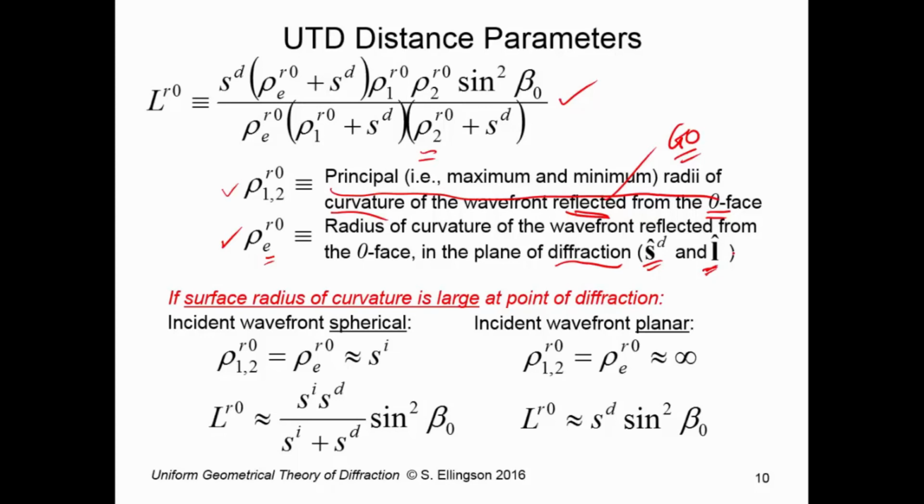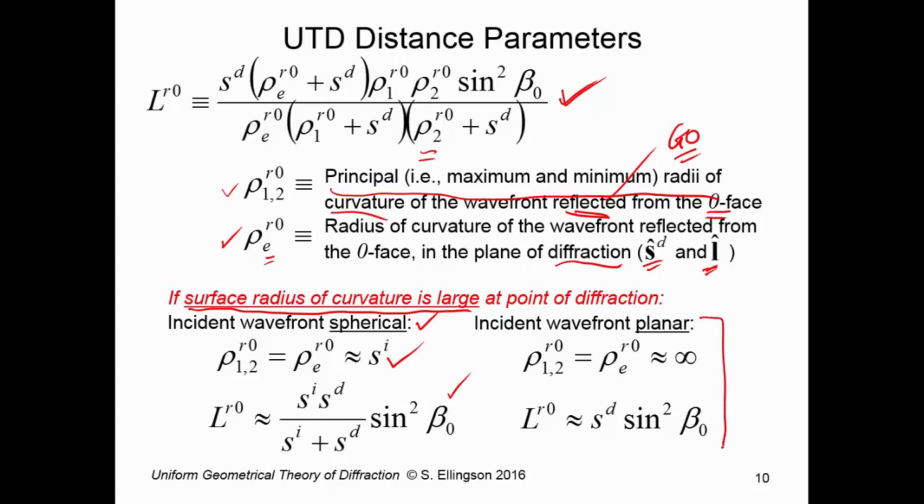Now, something useful happens here. If the surface radius of curvature is large at the point of diffraction, and you have an incident wavefront which is spherical, then you can see right away that the 3 radii of curvature that go up here are all equal to S super I. That's because reflection from a planar surface does not change the wavefront curvature, right? If you have a spherical wave incident on a planar surface, then you get a spherical reflected wave. And then L super R naught just becomes this expression.